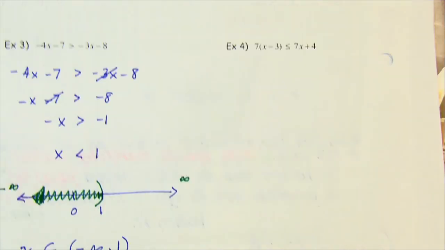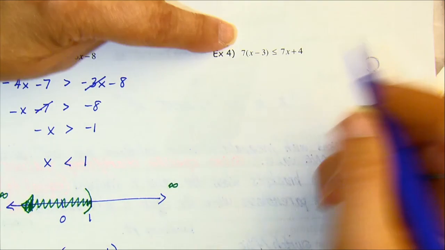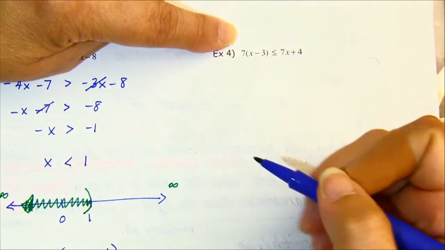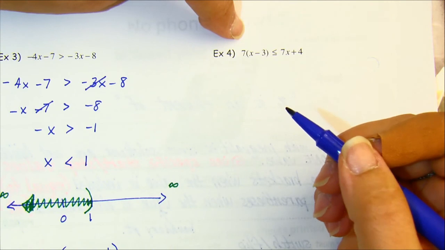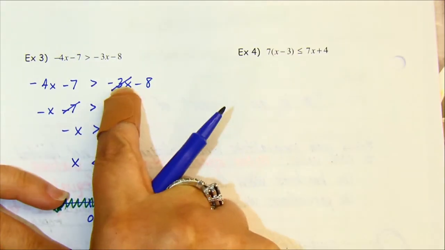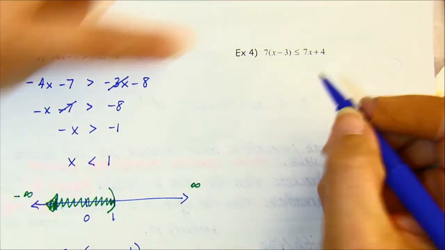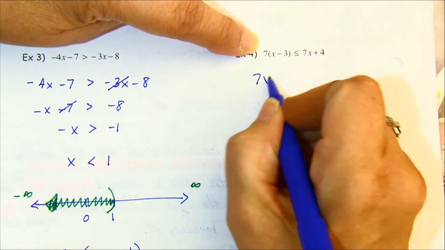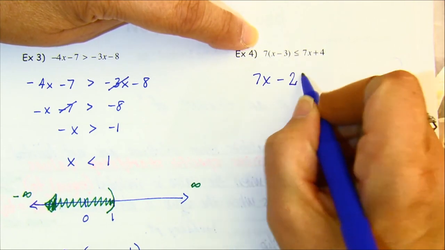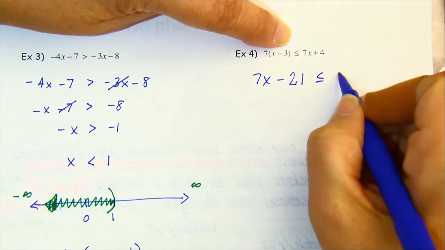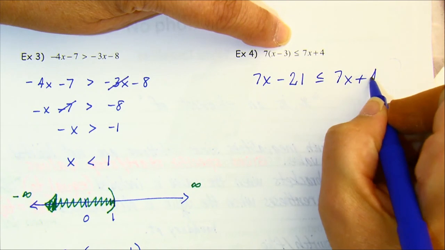Okay, the last one. I've got the distributive property here. I'm not going to copy the original problem down because the only thing I'm doing is distributing. See, I copy it here when I know I'm going to cross stuff out. So here we've got 7 times x is 7x. 7 times 3 is 21. It's negative 21, less than or equal to 7x plus 4.